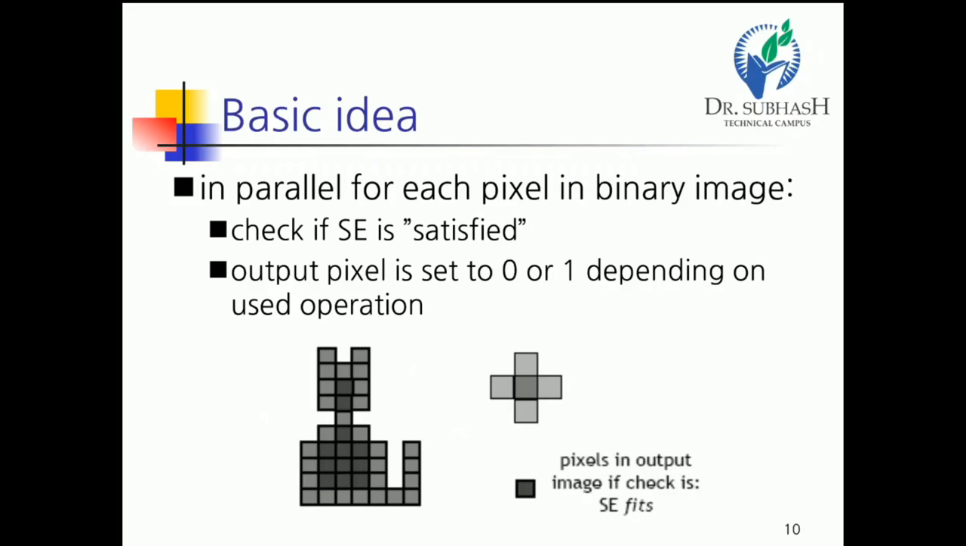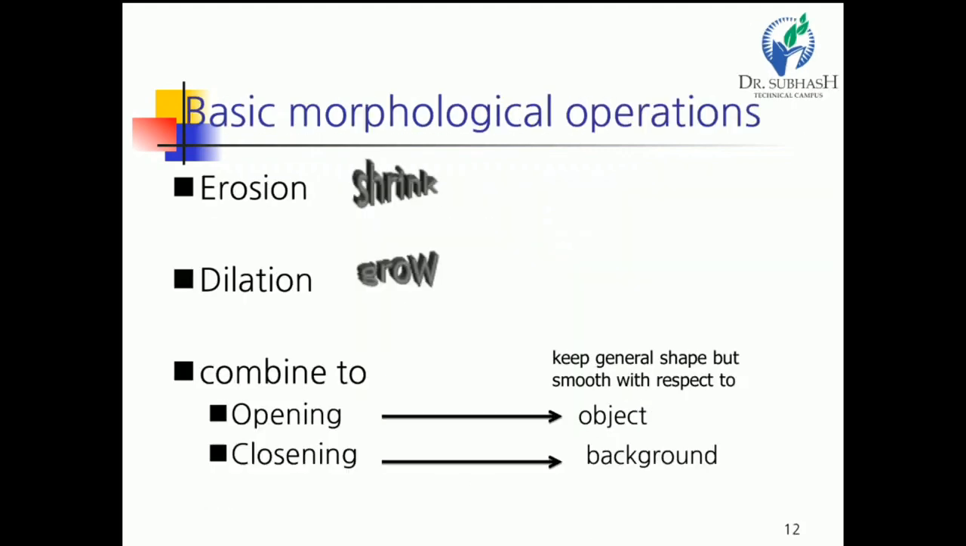Now the basic idea regarding structuring elements: in parallel, for each pixel in a binary image, check whether the structuring element is satisfied or not. The output pixel is set to either 0 or 1 depending on the use of this operation. 0 can be represented with gray scale and 1 can be represented with black dots.